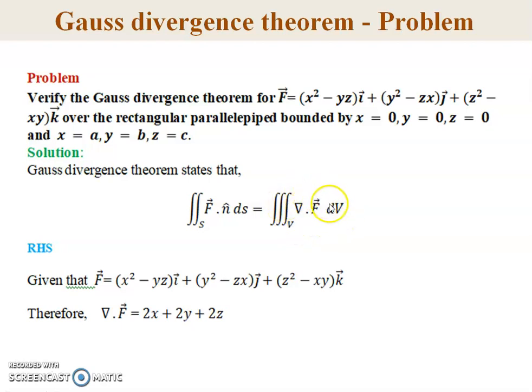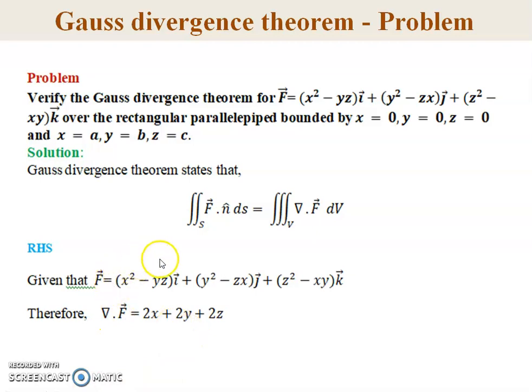To find RHS, first we should know what is del dot F vector. What is the given F vector? First write the given F vector equal to (x² − yz) i vector plus (y² − zx) j vector plus (z² − xy) k vector. Now find del dot F, that is the divergence of F vector.